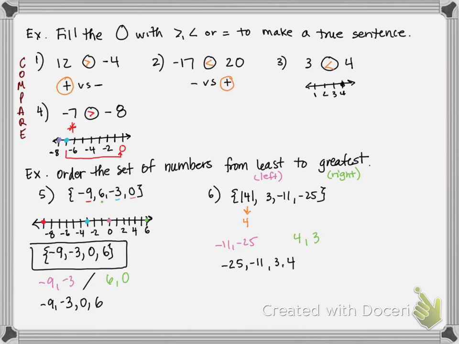Okay, I'm almost ready to write my answer. Remember, what I need to do is write the answers as the original numbers. Okay, so here comes my final answer: -25, -11, 3, and the absolute value of 4. It's that set that is the solution.